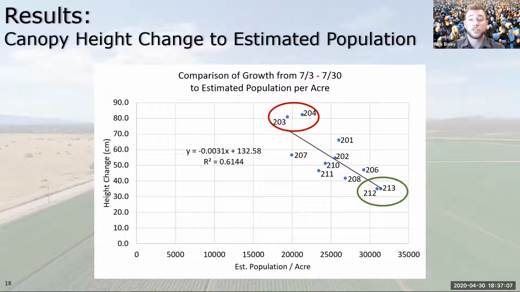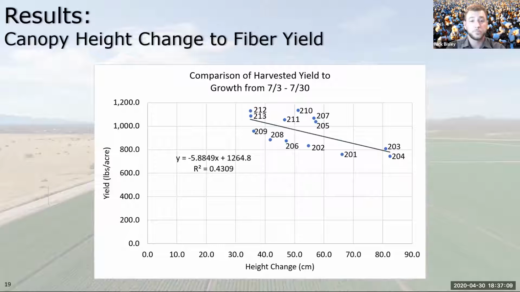And how does that transfer then to harvested yield? So again, it's pretty significant that a lower height change results in a higher yield, and vice versa. And again, you can see that these two sort of flipped, that you have these varieties with a lower height change produced a higher yield, and the ones with a greater height change produced a lower yield.